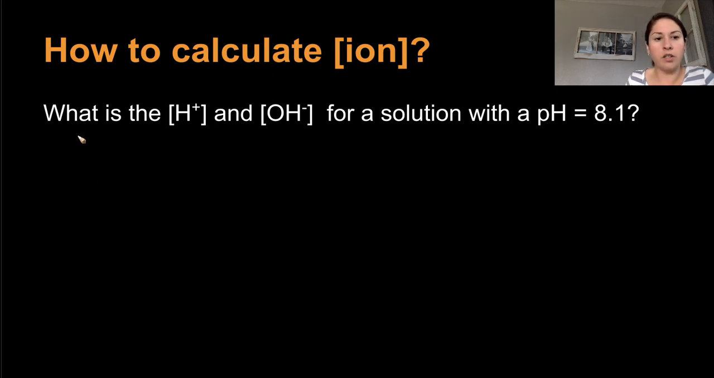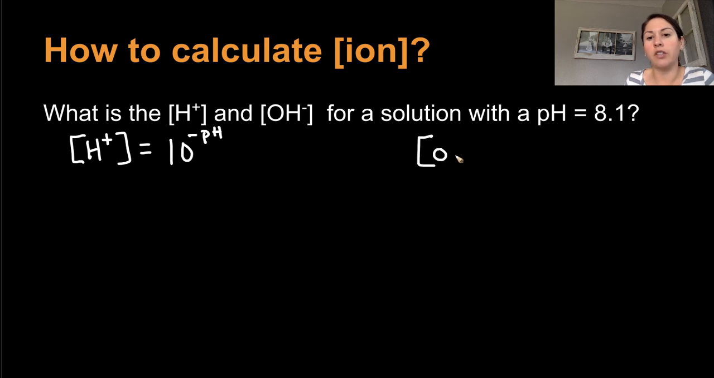And so what I can do is to find the hydrogen ion concentration, it's going to be equal to the anti-log of the negative pH. Now, when I do this, the anti-log is really the 10 to the x button. Okay, so 10 to the negative pH will give you that value. And for the hydroxide concentration, it's going to be 10 to the negative pOH.